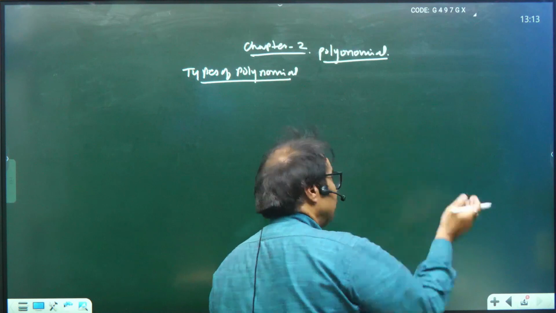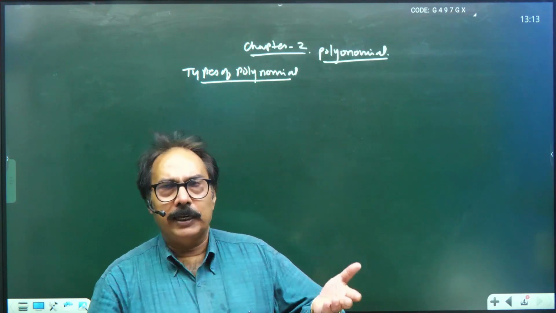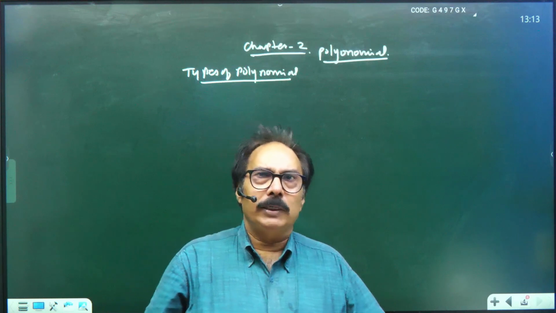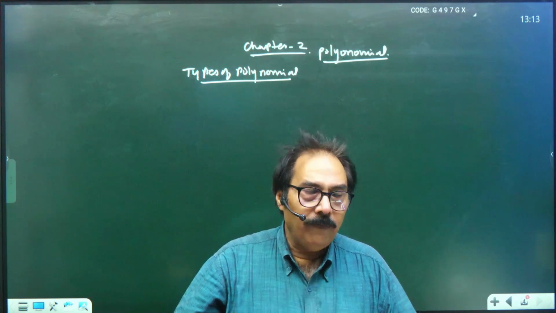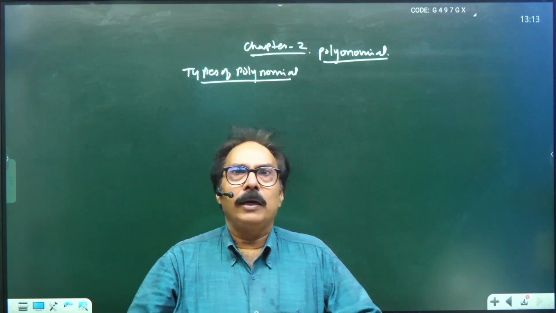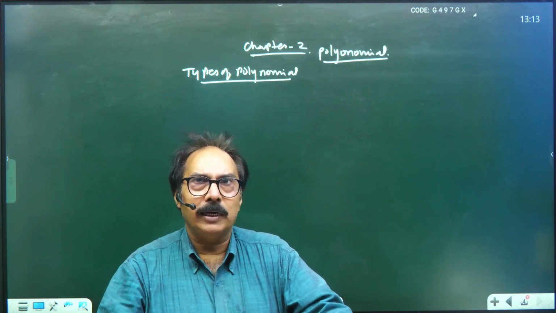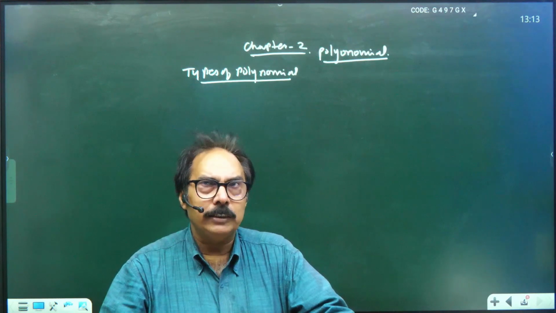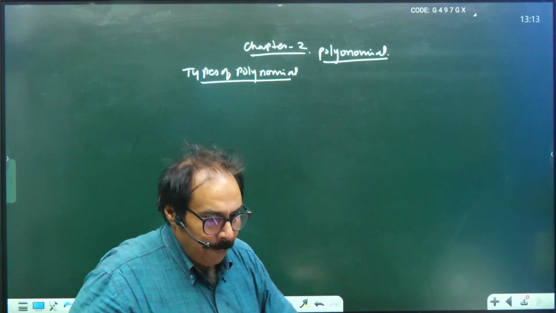A polynomial p(x) equals p naught x to the power n plus p1 x to the power n minus 1 plus p2 x to the power n minus 2 and so on. This is the senior class definition, where p naught, p1, p2 are any integers and the powers n, n minus 1, n minus 2, etc. are non-negative, that is positive integers.